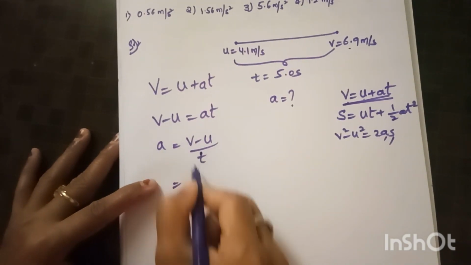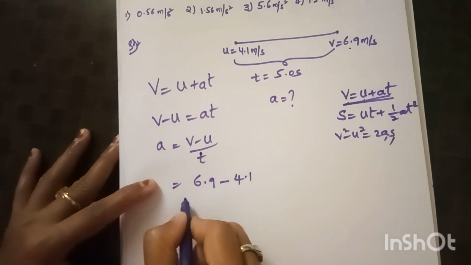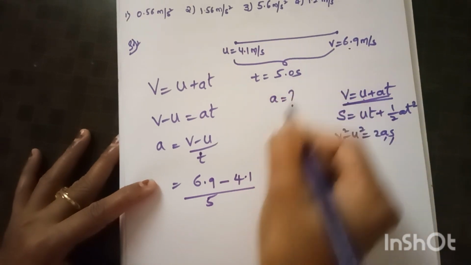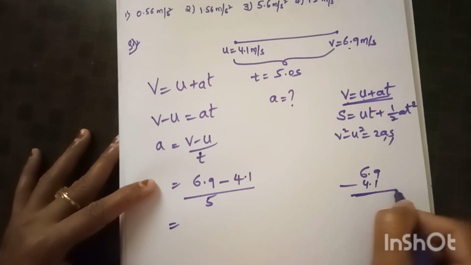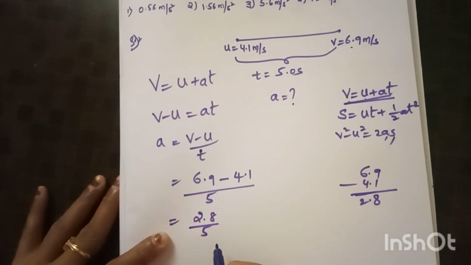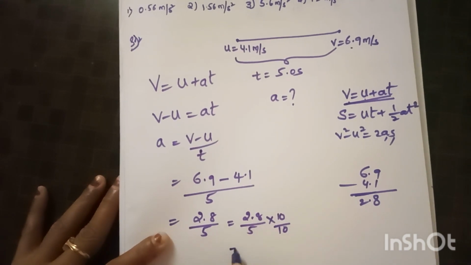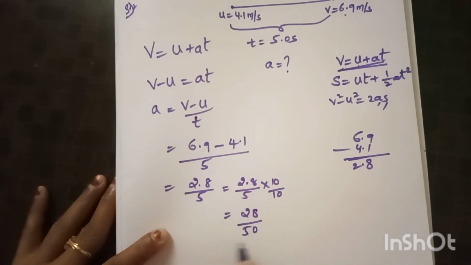What is the v value? 6.9 minus u value 4.1, by time 5. 5.0 seconds means 5 seconds itself. So 6.9 minus 4.1, what will it become? 2.8. So 2.8 by 5. Multiply numerator and denominator by 10. What will it become? 2.8 into 10 becomes 28 by 50.